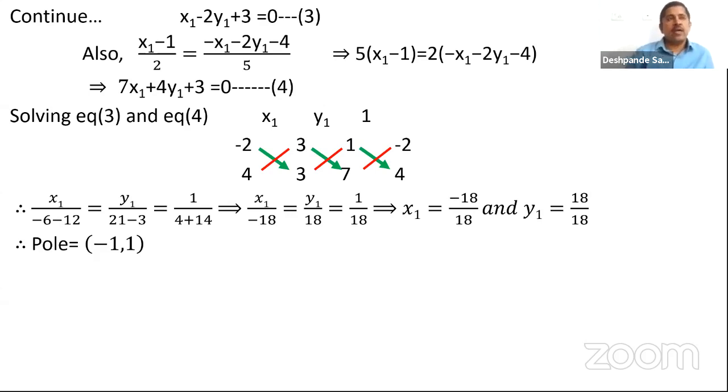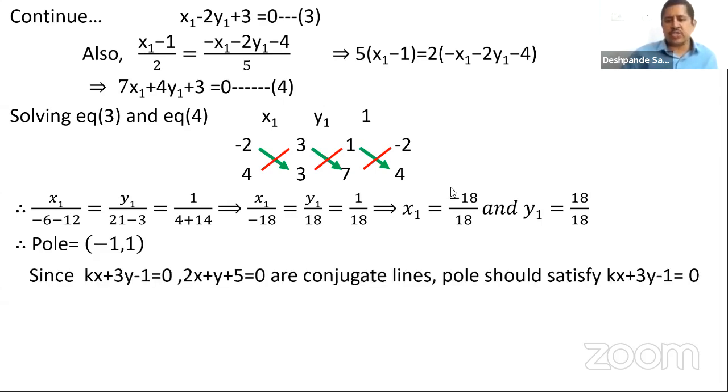What do you do here? Because you said that the two lines are conjugate lines, the polar of the first point passes through the second point, and the polar of the second point passes through the first. So you can say that (minus 1, 1) passes through the second equation. What is the second equation here? It is kx plus 3y minus 1 is equal to 0. So substitute the value of x as minus 1 and y as plus 1. So what you get is k into minus 1 plus 3 into 1 minus 1 is equal to 0.